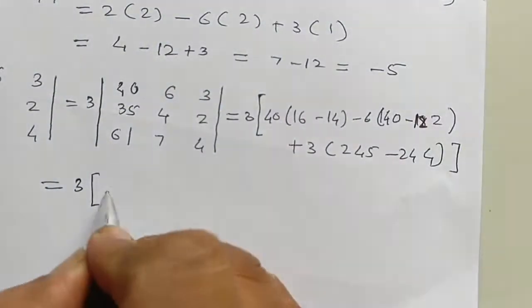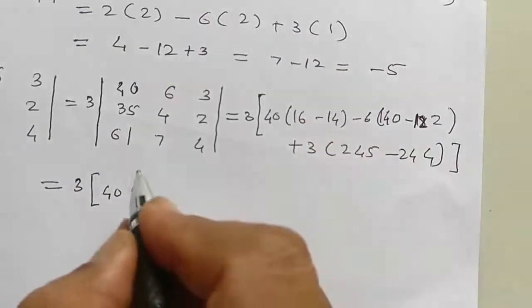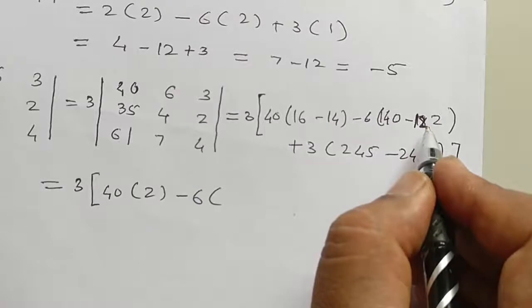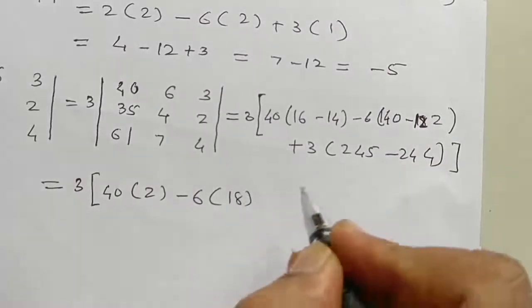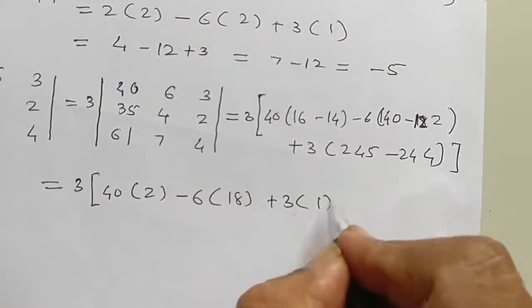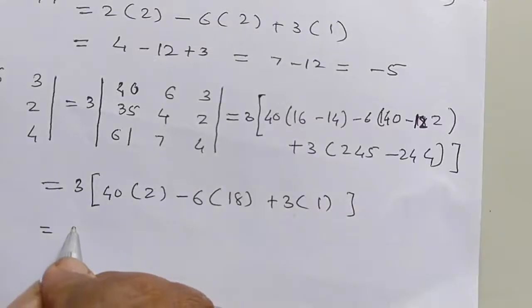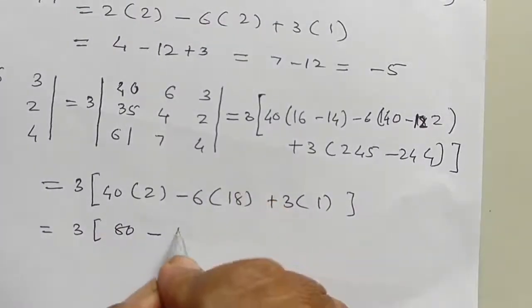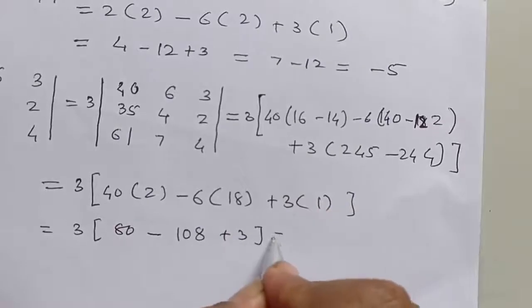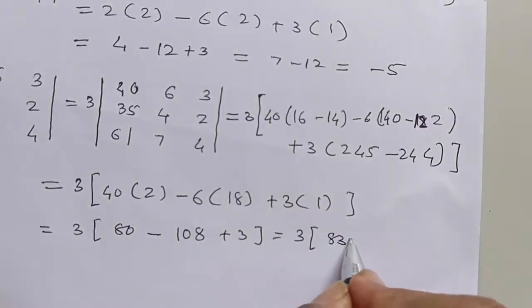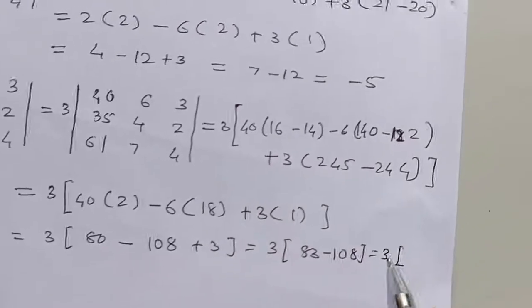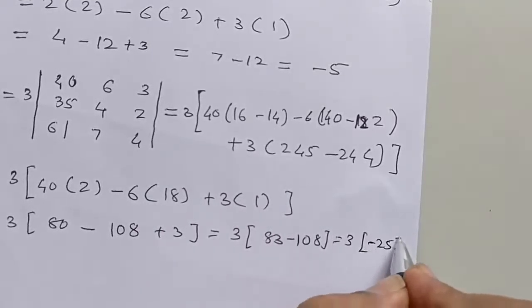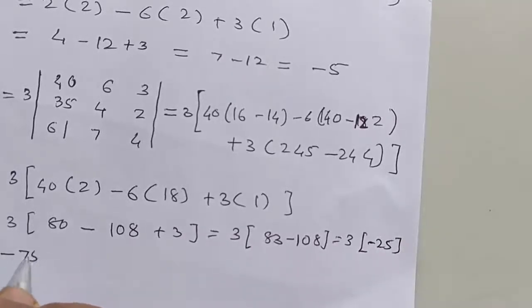3 into bracket 40 into 16 minus 14, that is 2, minus 6 into 140 minus 122, it is 18, plus 3 into 1 bracket complete is equal to 3 into bracket, it is 80, minus 108 plus 3 is equal to 3 into 83 minus 108 is 3 into minus 25. So this is equal to minus 75.